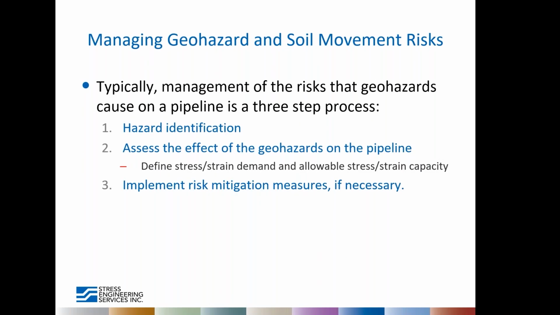So managing the risk associated with geohazards and soil movement really is a three-step process. The first step is hazard identification. The second step is to assess the effect of the geohazards on the pipeline, in which this is really defining the stress and strain demand and the allowable stress strain capacity of your pipeline to try to figure out if you have soil movement, what is the likelihood of failure? And then the third step is to implement risk mitigation measures if necessary.